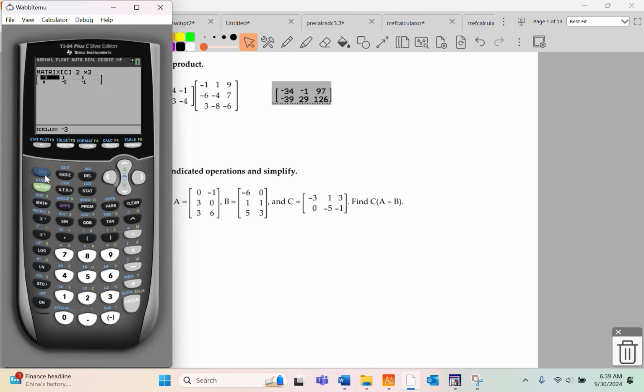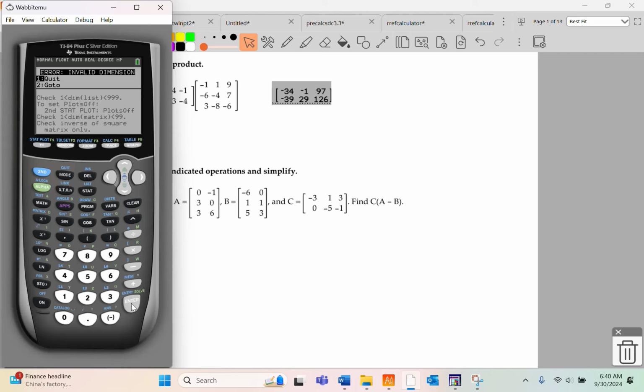All right, so that was a perfectly good waste of 5 minutes of my life. Now let's try typing in what they wrote, and it's probably not going to work. Second matrix, let's see, it was C, parentheses, second matrix A minus second matrix B, close parentheses. Invalid dimensions.